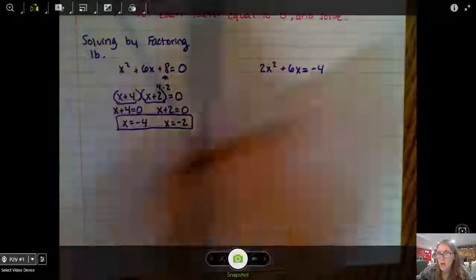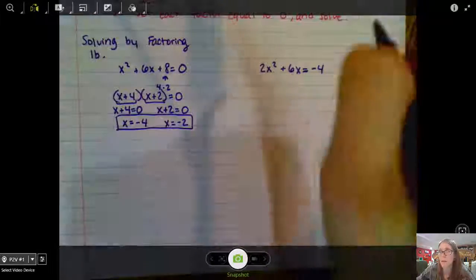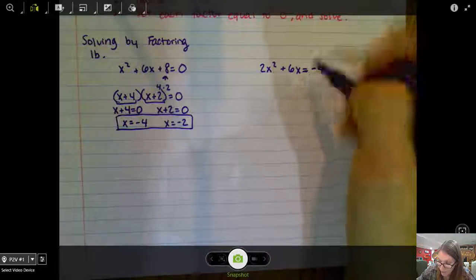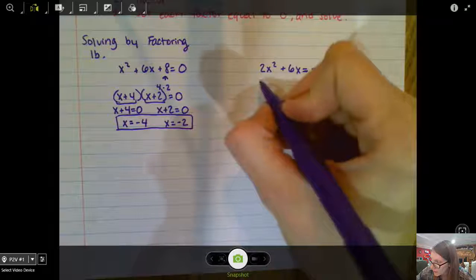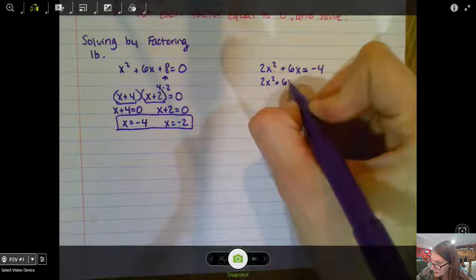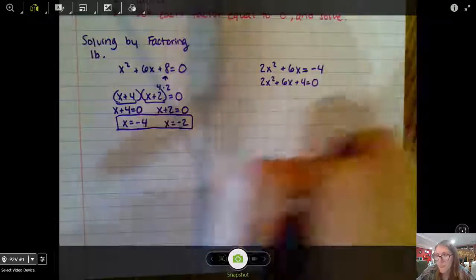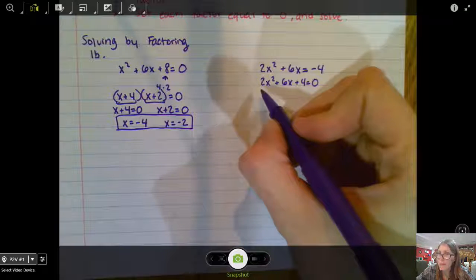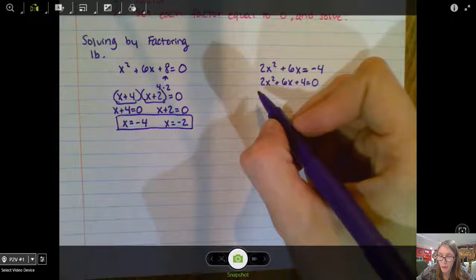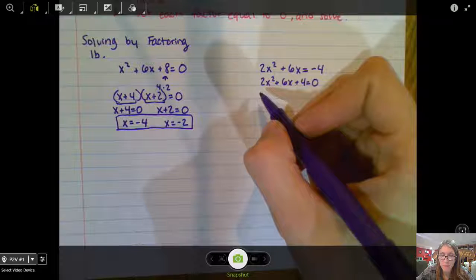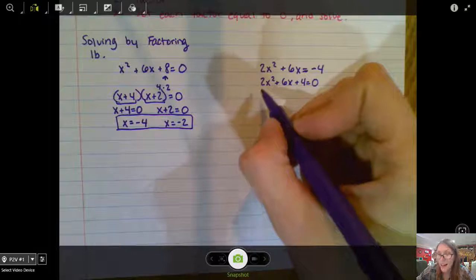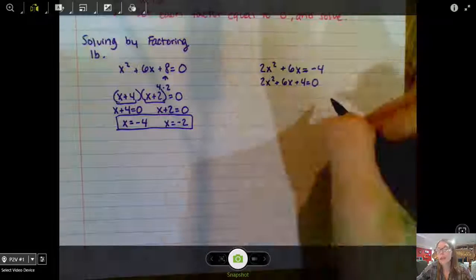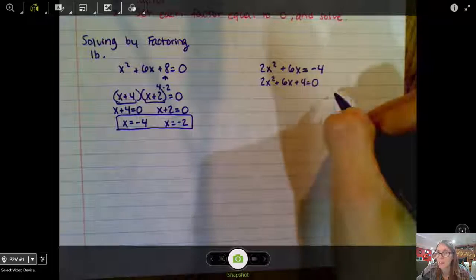All right, over here, 2x squared plus 6x equals negative 4. Well, first step, are we in standard form? No, we're not. Okay, so I want to add 4 to both sides to get my equation in standard form. Now I notice two things. I notice that my a value here is not 1. I have 2x squared. So I could use factoring by grouping. I could also notice that every term here is divisible by 2, and I have an equation. So if I have an equation, I can divide both sides by 2.